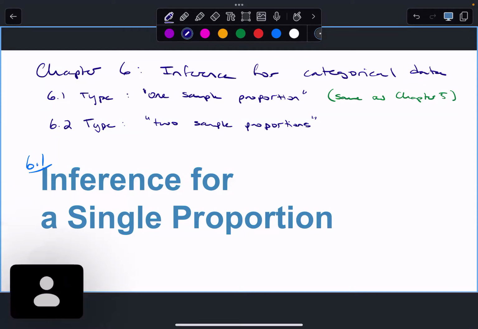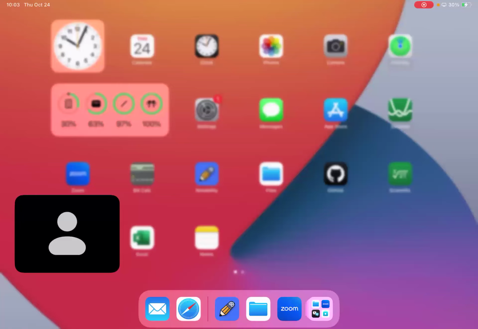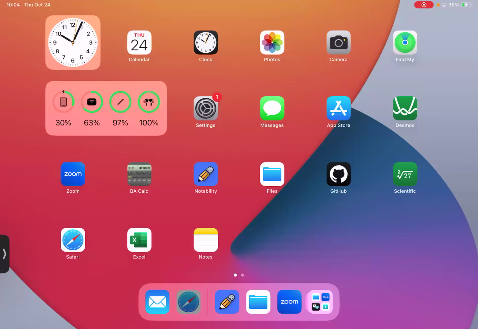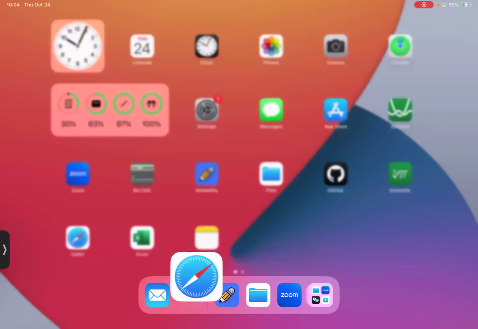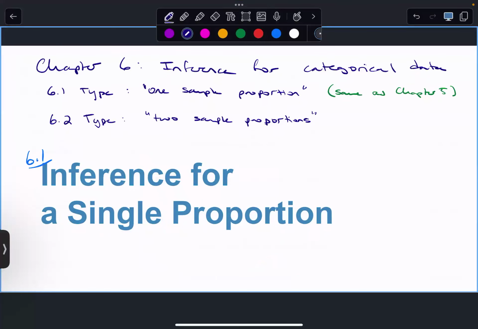Let me just mute everyone because there's a lot of... I tried to change the default setting, but I couldn't do it on the desktop. That doesn't mean it's not possible, it just means I couldn't do it.